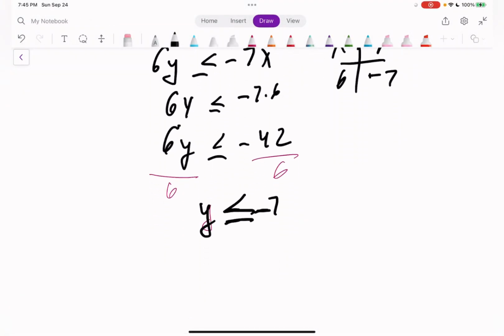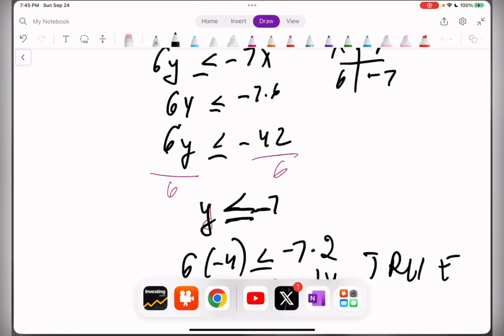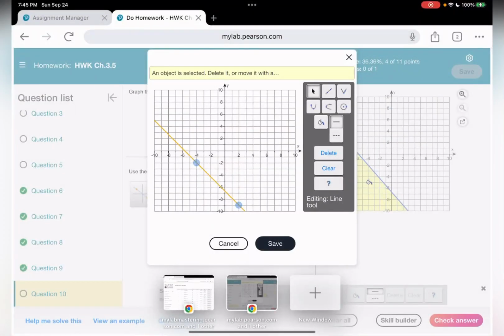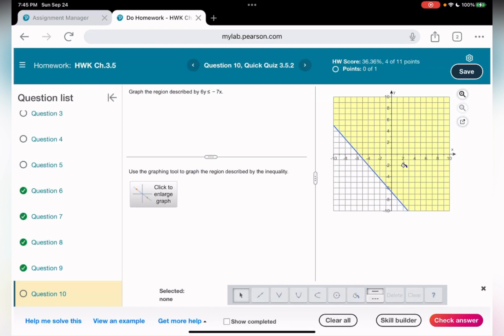Okay, 2 and negative 4. 6 times negative 4 less than or equal to negative 7 times 2. Negative 24 less than or equal to negative 14. Absolutely true. Okay, we are shading the opposite direction. Okay, saving.